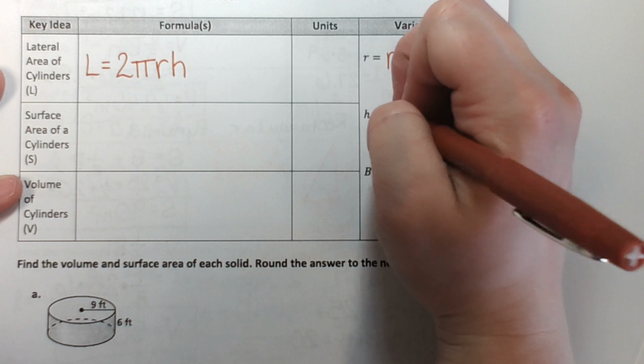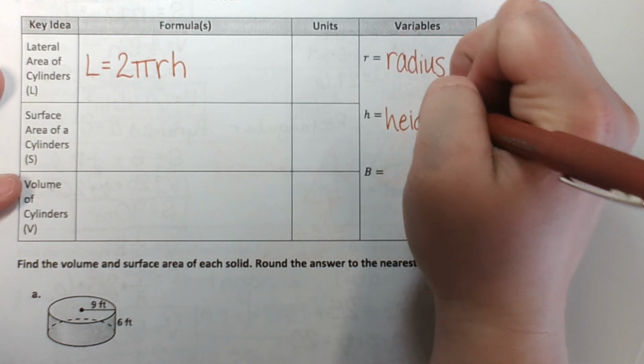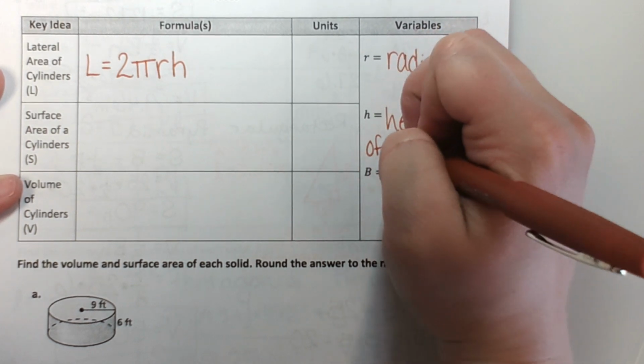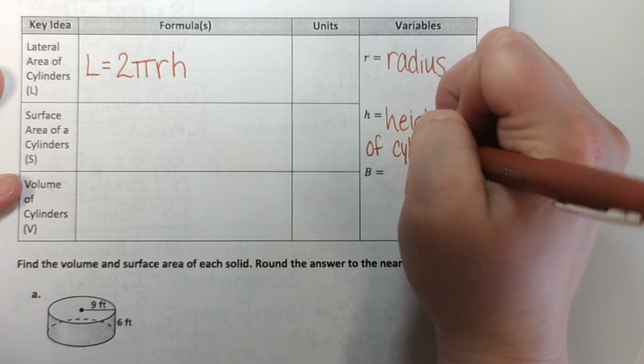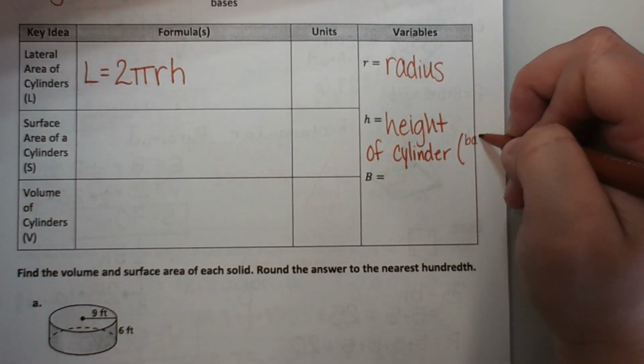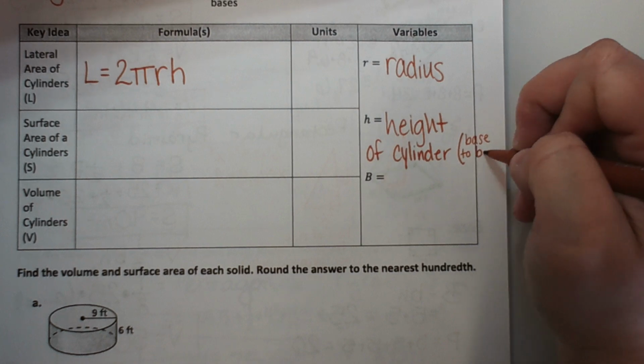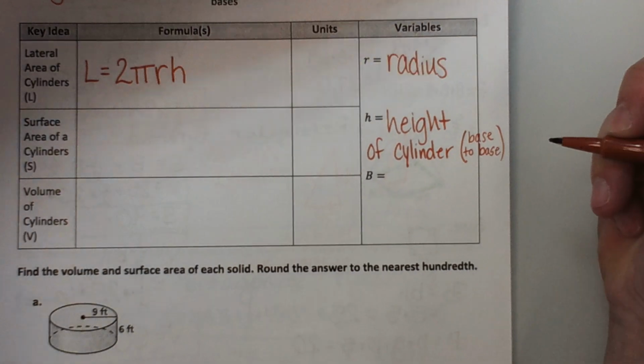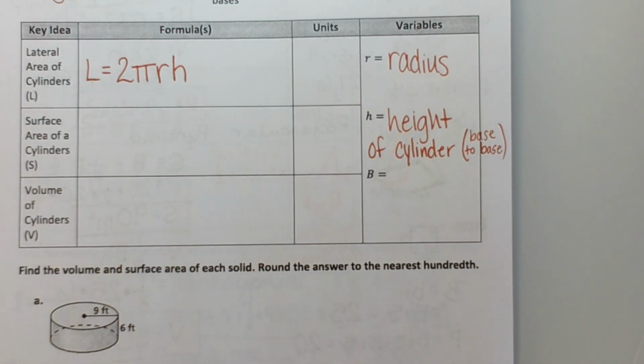R is the radius. H is height of cylinder. And remember that that height goes from base to base. It has to be perpendicular to the bases. That's that key thing. And therefore it goes from one base to the next base.